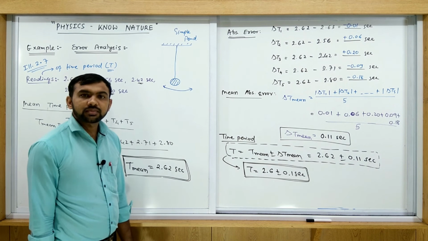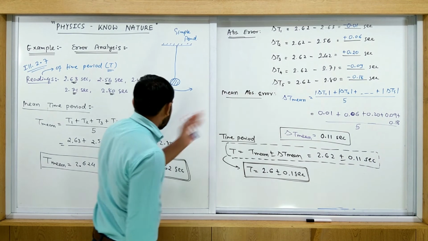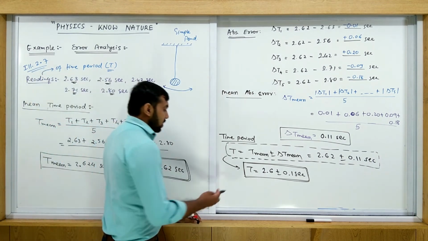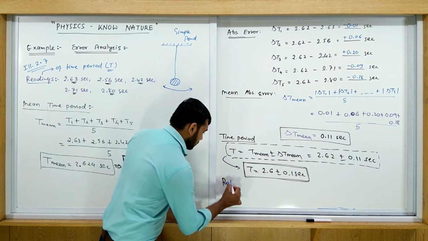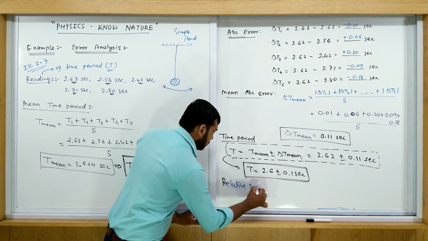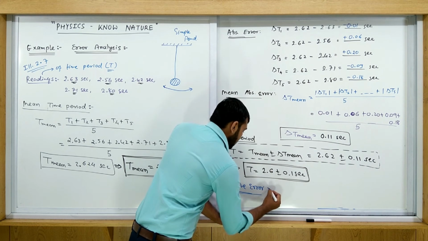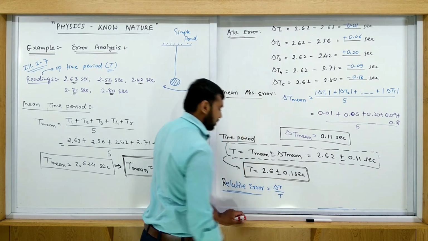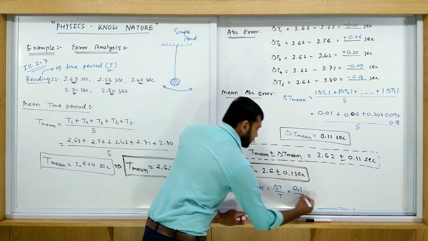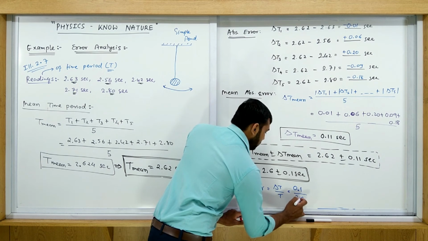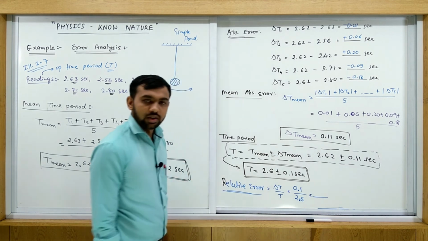So do you understand? Now what is relative error and percentage error? This one is the absolute error. Now write the relative error. We have to find out the relative error. So relative error is equal to delta t upon t. So delta t is 0.1 and t is 2.6. So 0.1 upon 2.6. You just solve it by yourself. This is homework. Okay.